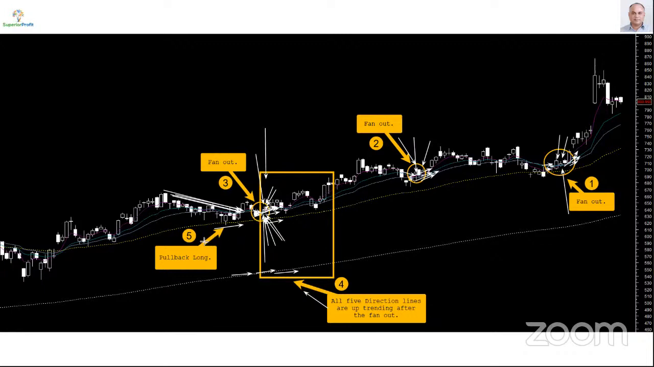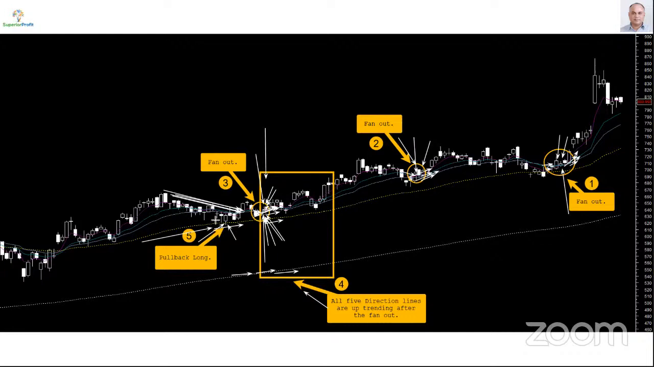And I mentioned about pullback. The pullback setup in fact came on this day. That is a stock which was above the yellow direction line, stock in an uptrend, pullback to support, and then finding support at the yellow direction line with bullish shape candle. That is a pullback setup. We may scan for it.